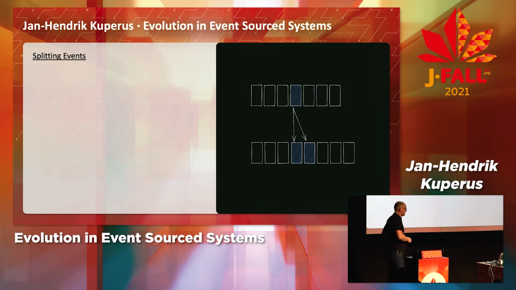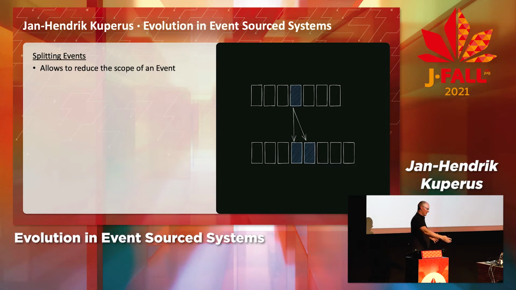Splitting is a really nice one if your application is growing and maybe even your event is growing. The way you can use a split is you can literally just take one event and create a stream of new events which are inserted at the point where the original event was read from the stream. So this helps us reduce the scope of one event, and you can split as many as you want.